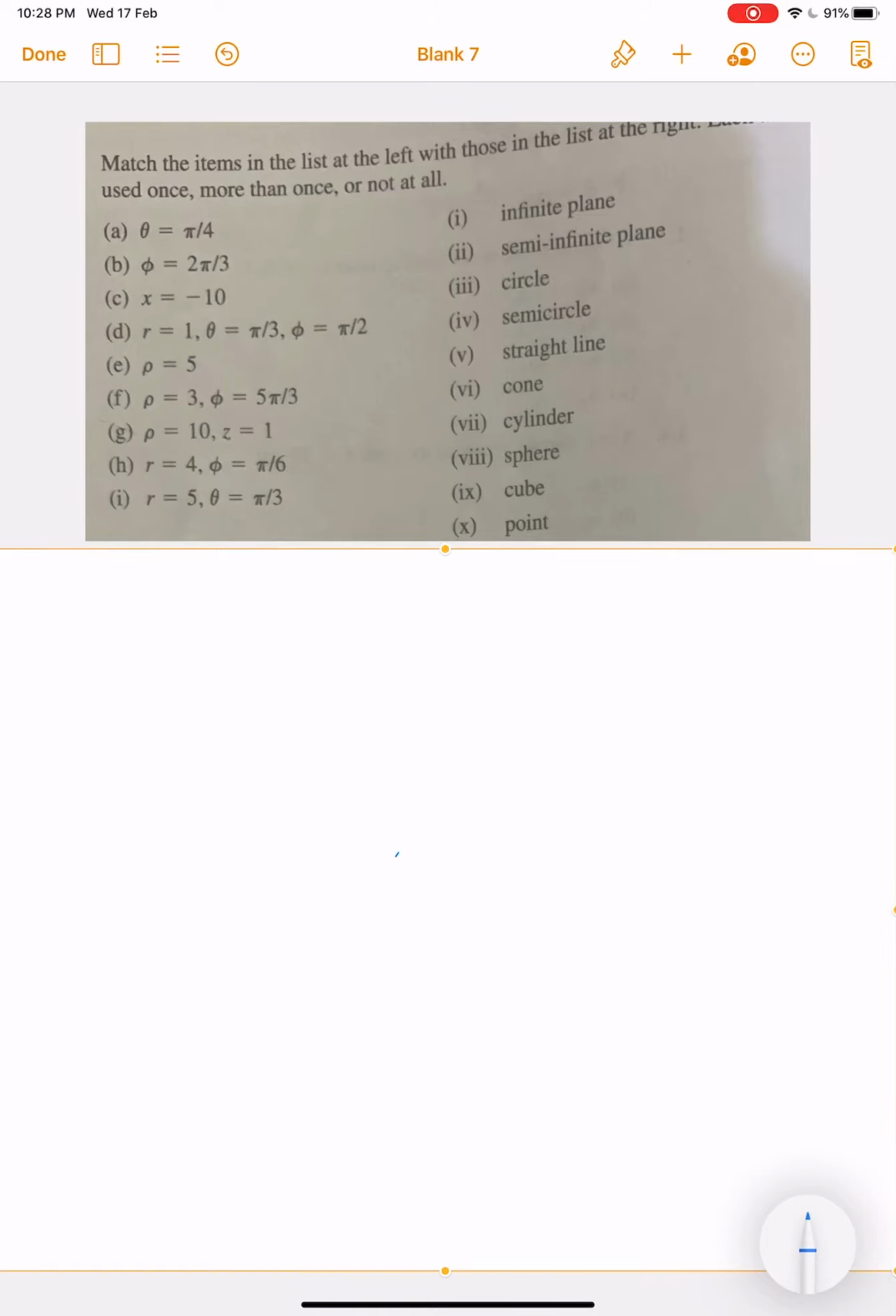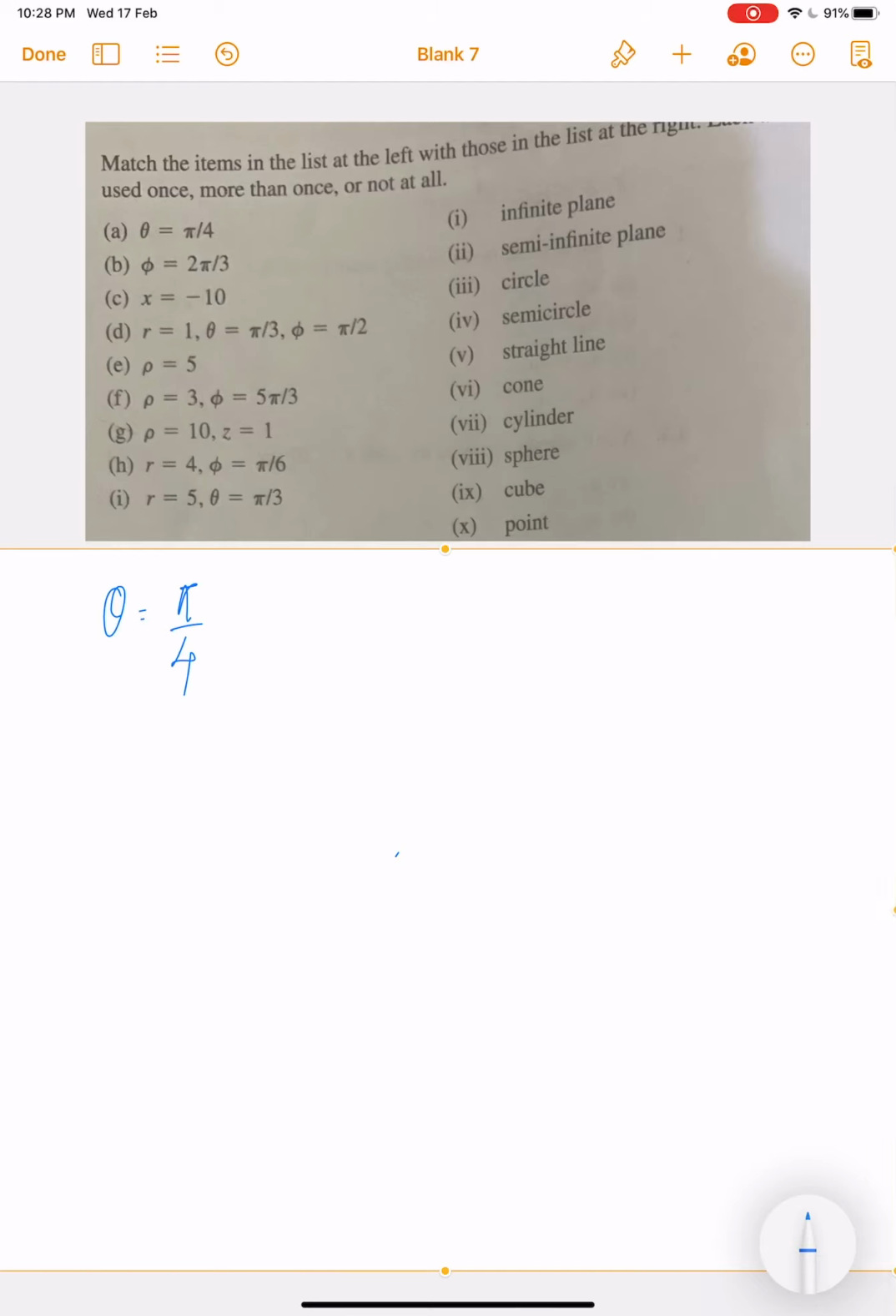Hello everyone. Let's solve another review question from the book Principles of Electromagnetics by Sadiku. And this question goes like this. You have to match this side with the other side. The first question says theta is equal to pi by 4. Just this much is given.